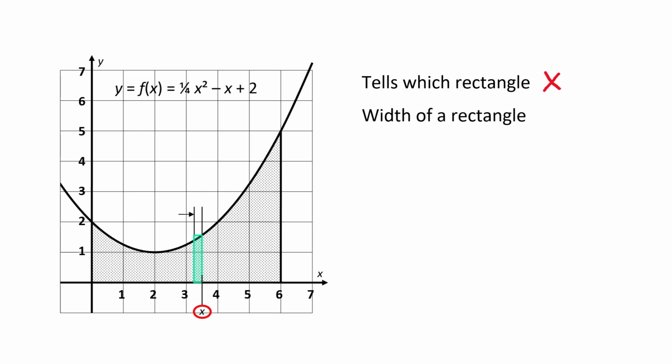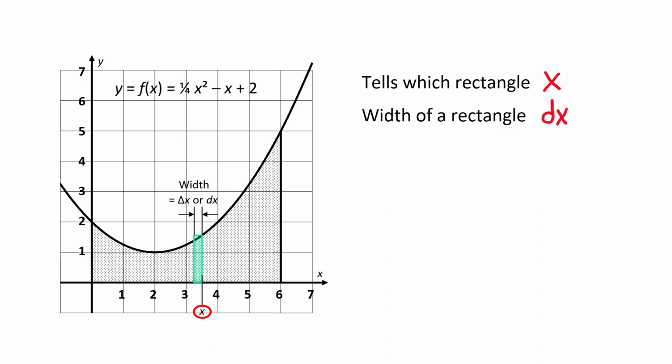As we move from the left side of a rectangle to the right side of the same rectangle, we go a little bit forward along the x-axis. If we are talking about a finite number of rectangles, each with a finite width, then we call this width delta x. That little triangle is a Greek letter delta. When we consider the limit as the width approaches 0, then we call the width dx.